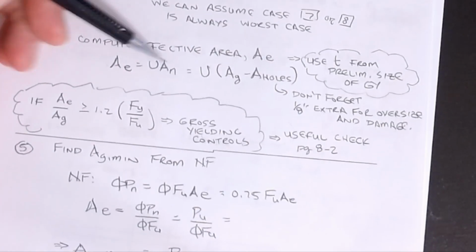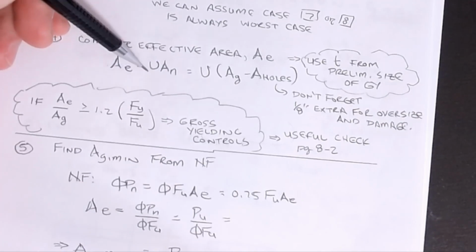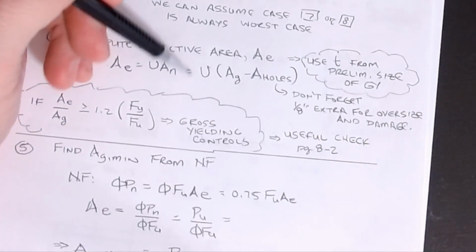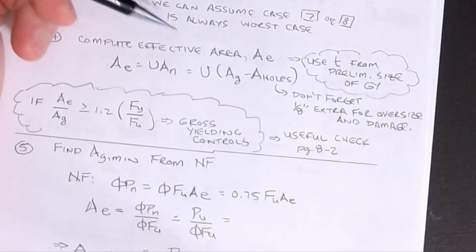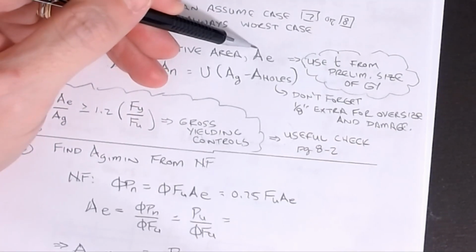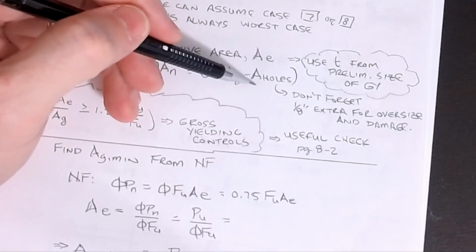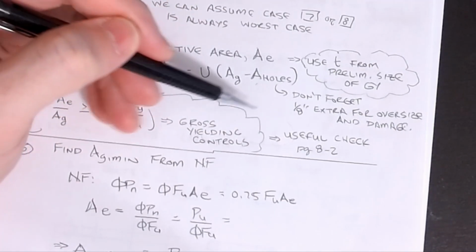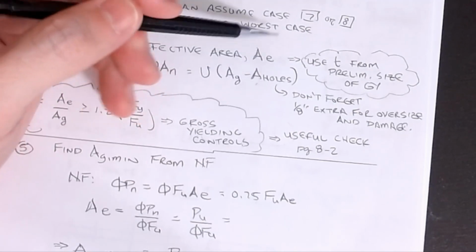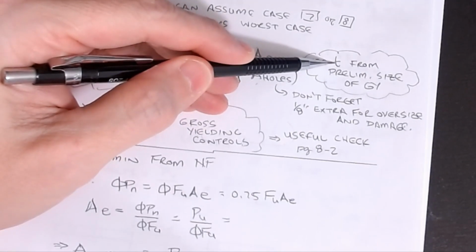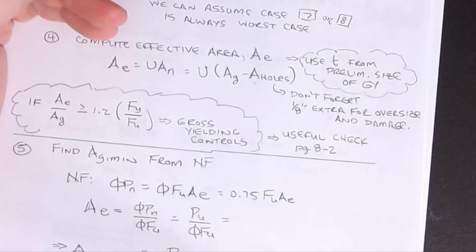So if I rearrange my formula a little bit, we know effective area is U times AN, that's going to be U times AG minus A holes. Now what we'll do to get the effective area is use the thickness. The area of the holes we know is the diameter of the hole multiplied by the thickness of the part where the hole occurs. So we'll use the T that comes out of our guess from our GY calculation.